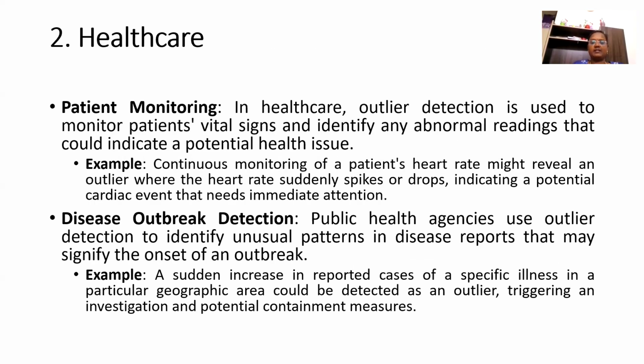Healthcare, patient monitoring. In healthcare, outlier detection is used to monitor the patient's vital signs and identify if any abnormal activity is happening in the patient's health, and then it will be intimated. For example, continuous monitoring of a patient's heart rate might reveal an outlier where the heart rate suddenly spikes or suddenly drops, which indicates a potential cardiac event that needs immediate attention. And disease outbreak detection: public health agencies use outlier detection to identify unusual patterns in disease reports that may signify the onset of an outbreak.